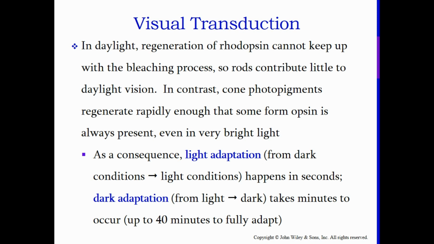You walk into the dark room and you cannot see. But if you wait and give your eyes a chance, the rods, eventually, they're bleached out in the sun, so they're not working. So you have to wait a few minutes, sometimes up to 10 minutes, for the rods to regenerate, and then since they're good in low light vision, your low light vision then kicks in. As a consequence, light adaptation from dark conditions to light conditions happens in seconds, but dark adaptation from light to dark takes minutes to occur, and in some cases up to 40 minutes for full adaptation of light to dark.